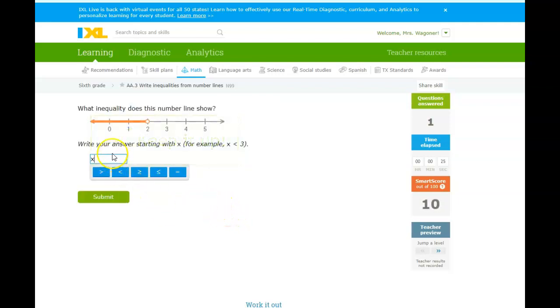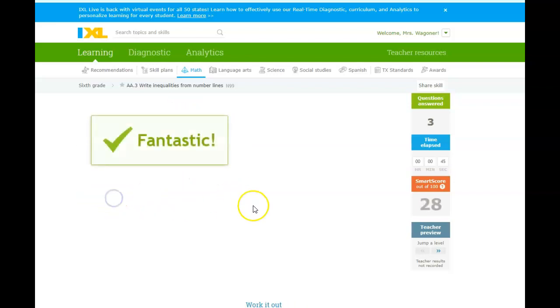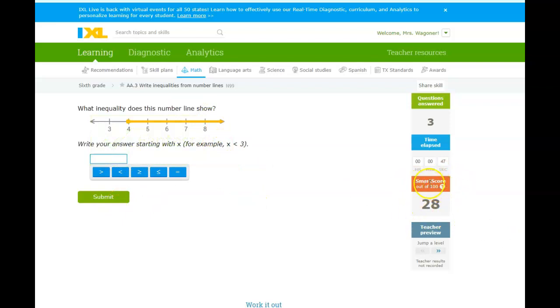Okay, so X, we know it's less than, and it's not shaded, so it's just a less than, and it's at 2. Here's another one. X, and we know it's less than, but it is shaded, so it's going to be a less than or equal to. Remember, if it's shaded, it has to be also the equal to, and it's at 8. And submit. So you just keep going until you get a SMART score of 70 for both of those.